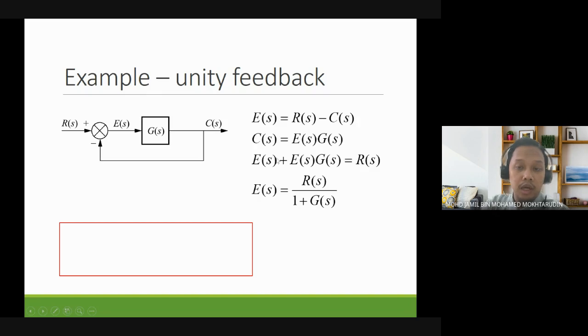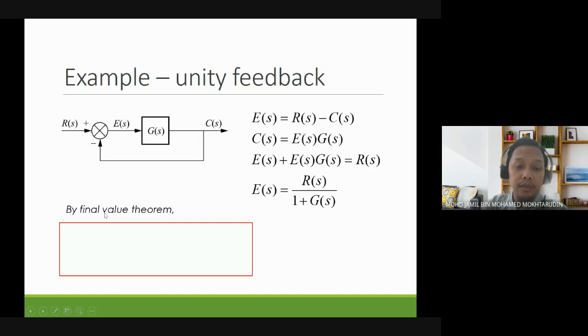So this is the derivation. You don't need to memorize, okay, this is just for knowledge only. So E equals R over 1 plus G. For unity feedback, E equals R over 1 plus G.